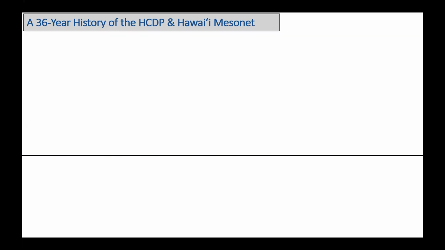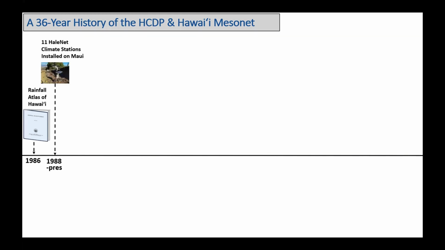and it started way before we had the acronym. It started way back in 1986 with the first rainfall atlas developed by Tom Giambelluca, and we started deploying some stations. Not me, because I was in middle school at this time. On the slopes of Haleakala, developing a network there.